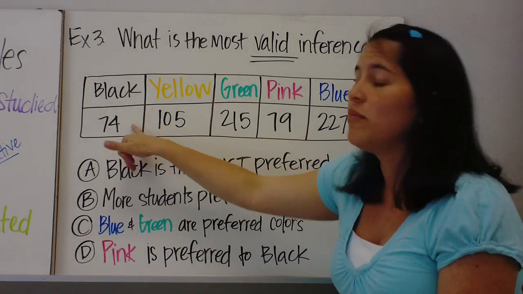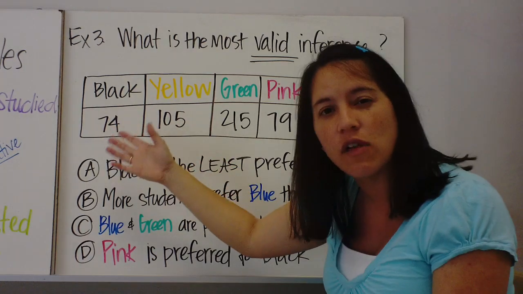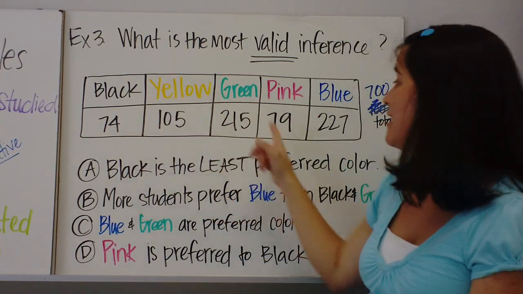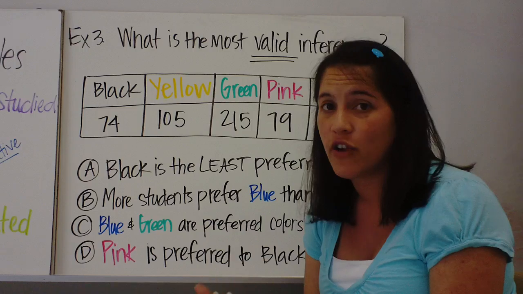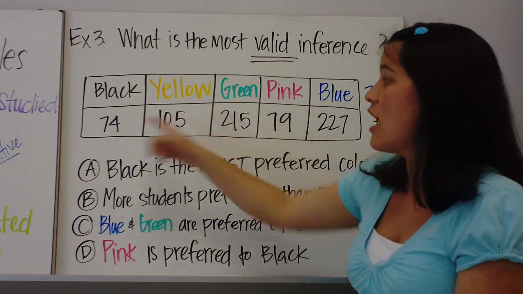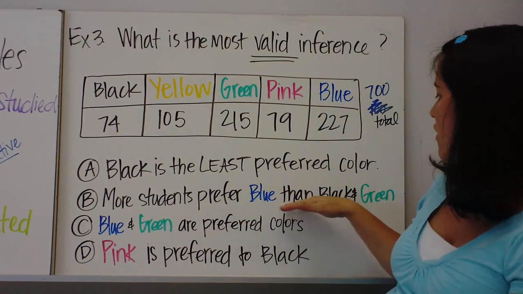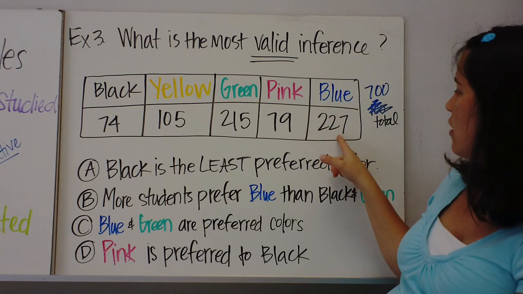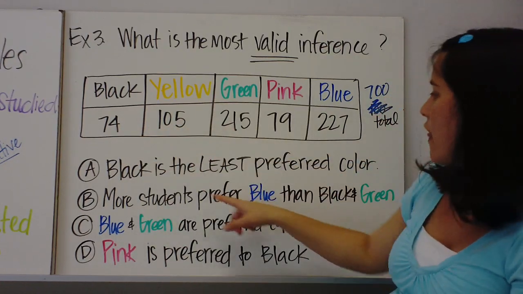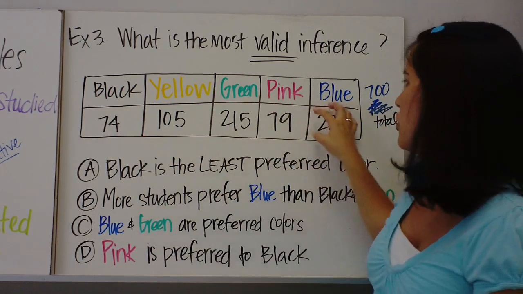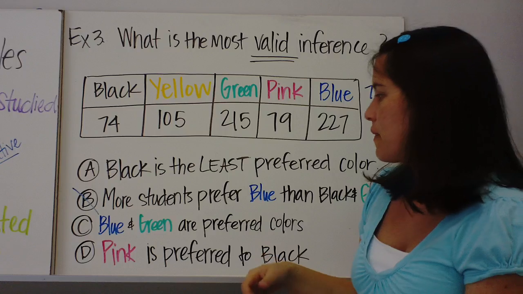So let's look at our data. Black definitely has the smallest, but can we say for sure that it's the least preferred? Or is there anything else close to 74? Yes, 79. So that's not big enough for us to say it's the least preferred. It's small, but it's not significant enough for us to say least preferred. More students prefer blue than black and green. So here's green and here's black. So is it true that more students prefer blue than black and green? No, that's not true. We can see that the numbers do not add up, so it cannot be B.